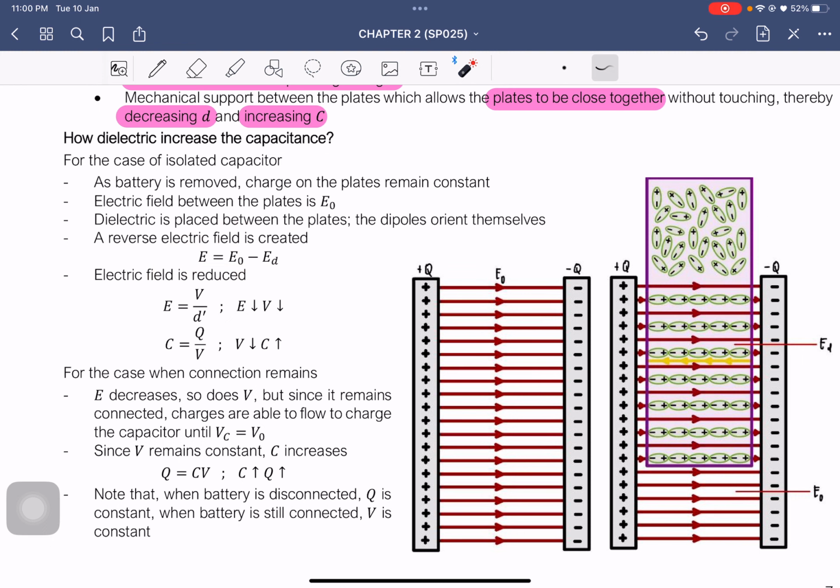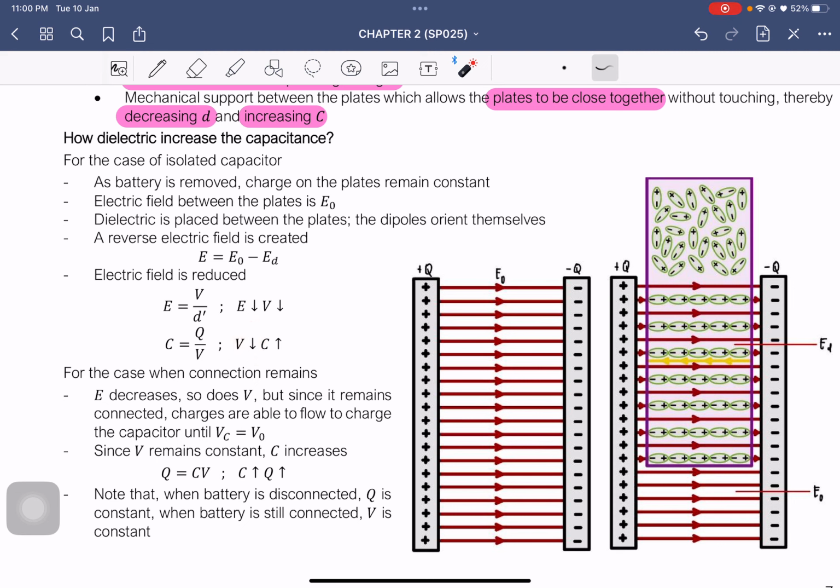So if you look at this, it's actually reducing the electric field. So when the electric field is reduced, the voltage is also reduced. And then for the capacitance, when the voltage is reduced, the capacitance will increase.